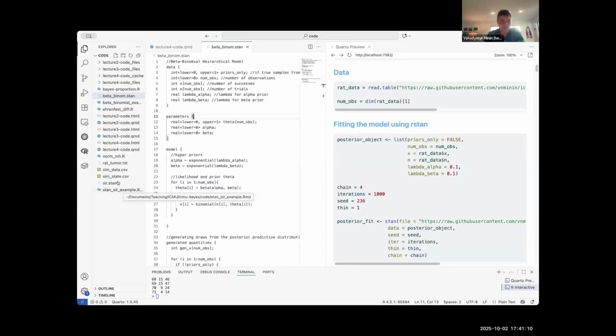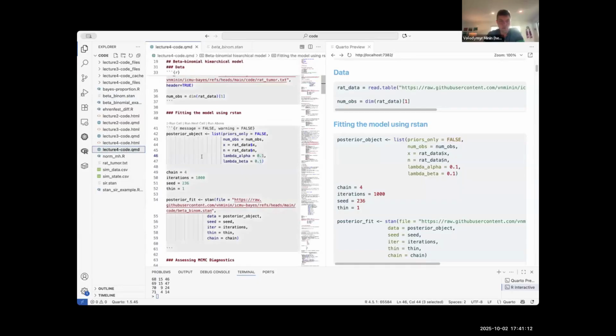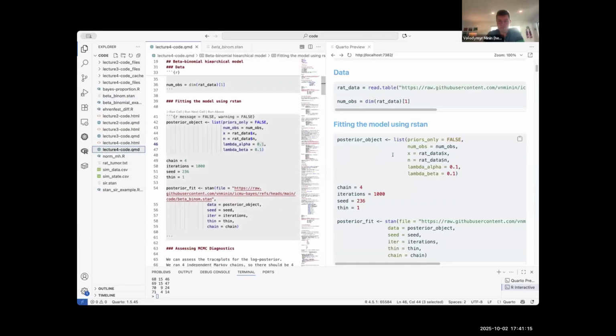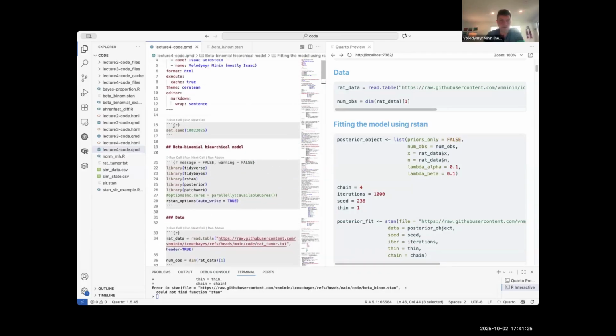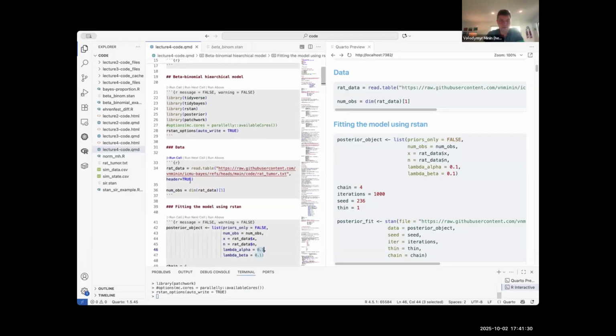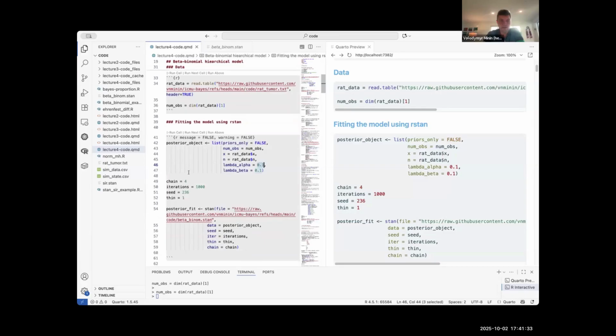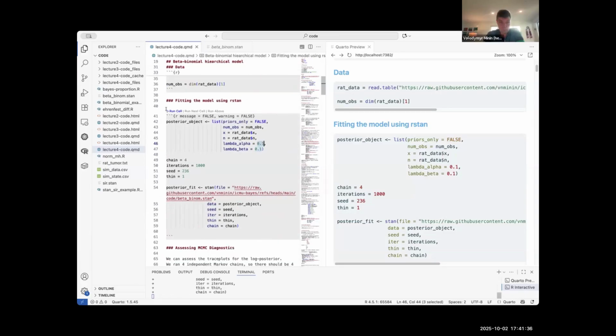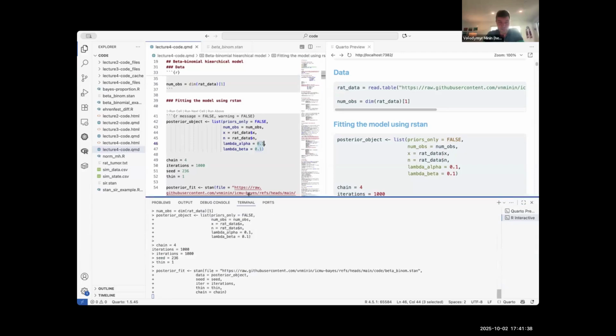I can go back to lecture 4 code. This one is pretty simple, so let's rerun it. Of course, I didn't do everything else. Okay. Set the seed, load the packages, load the data. And then notice on the bottom, we start the run, and we also specify that we want 4 chains, 4 independent MCMC chains.